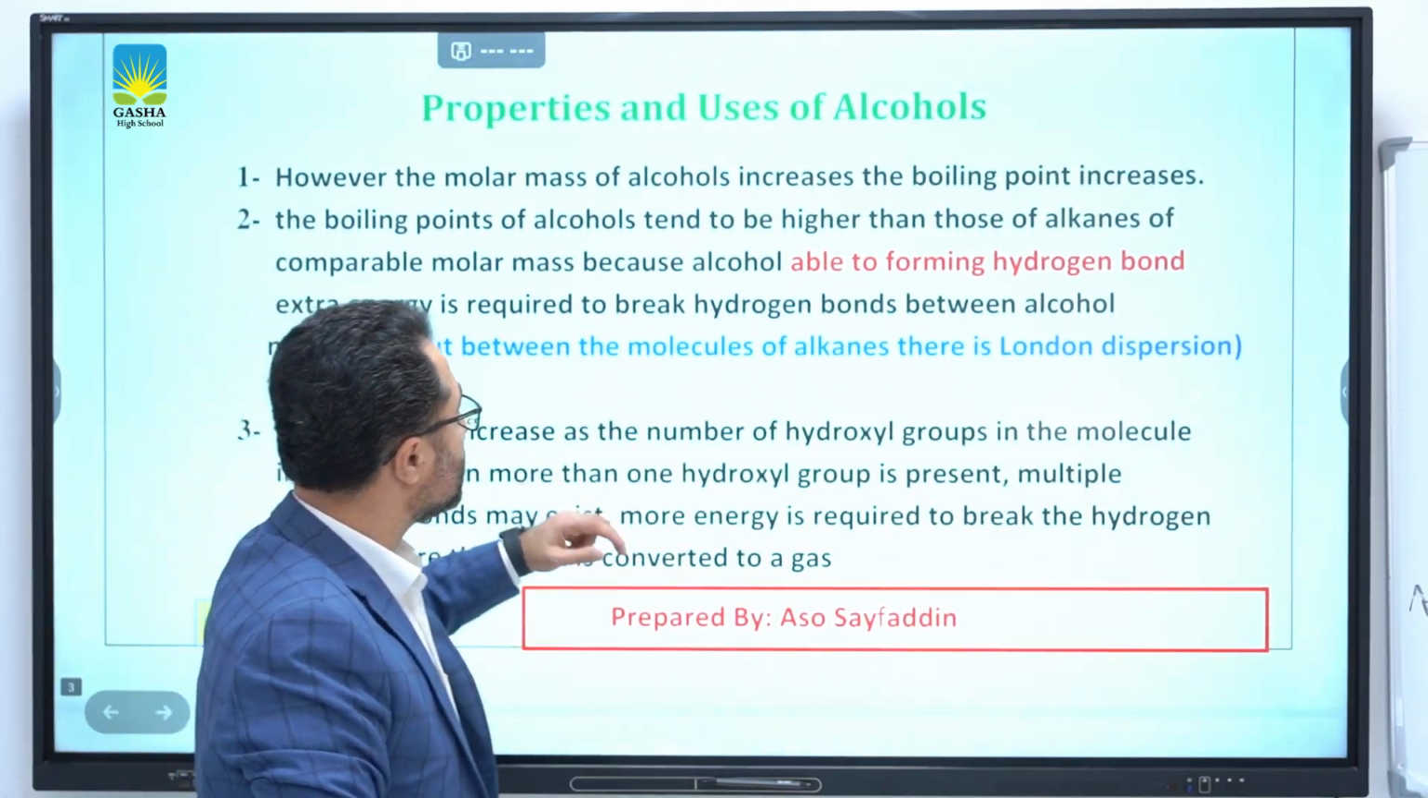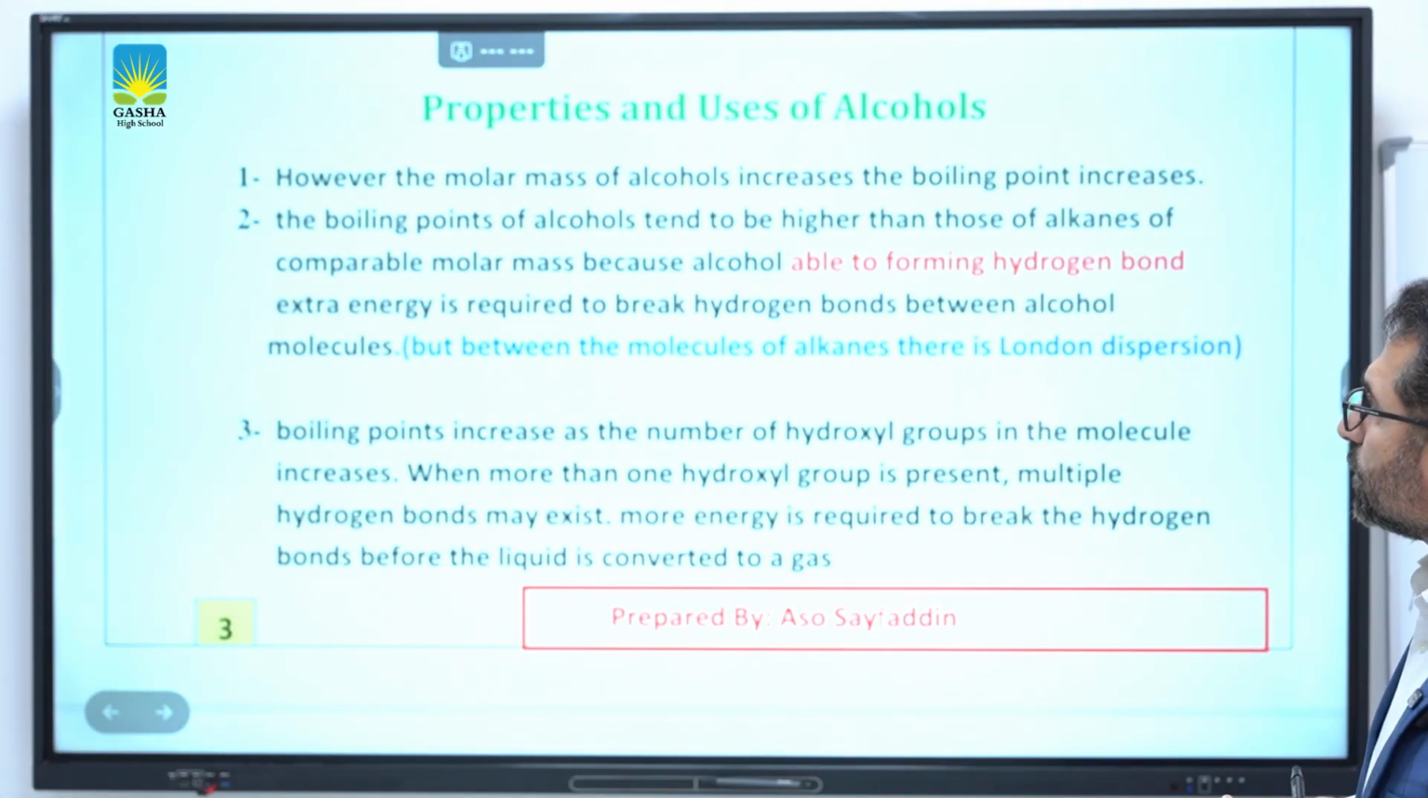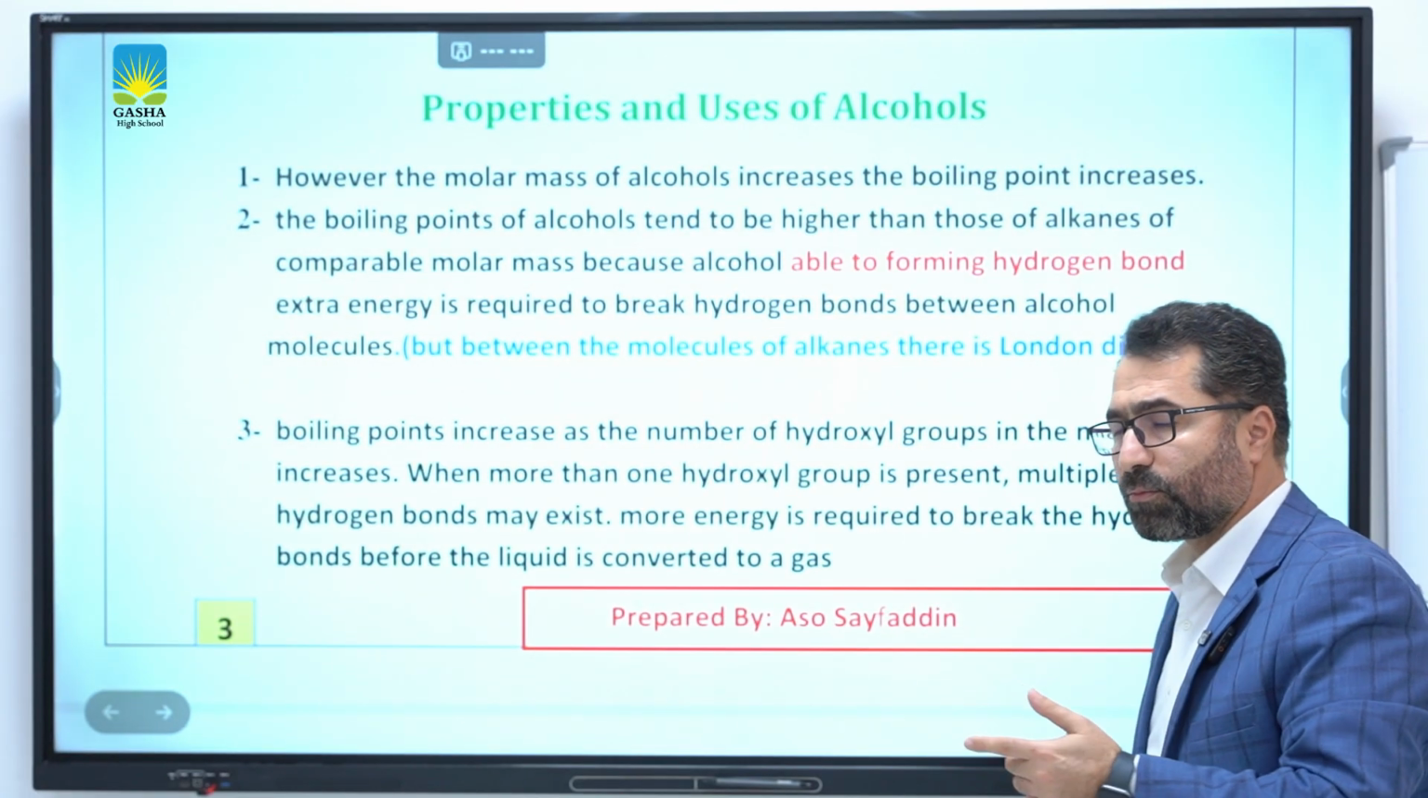Properties and uses of alcohols. It's similar to alkane in boiling point. When the carbon atoms increase, the boiling point also increases.